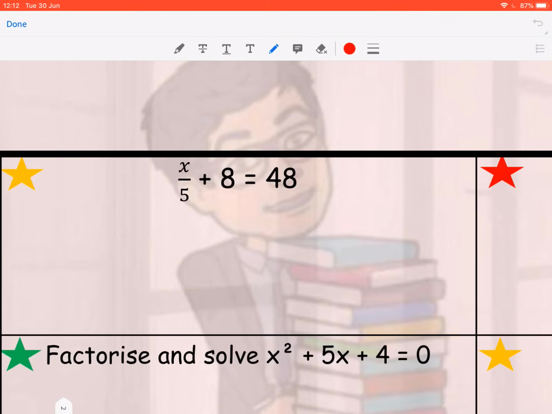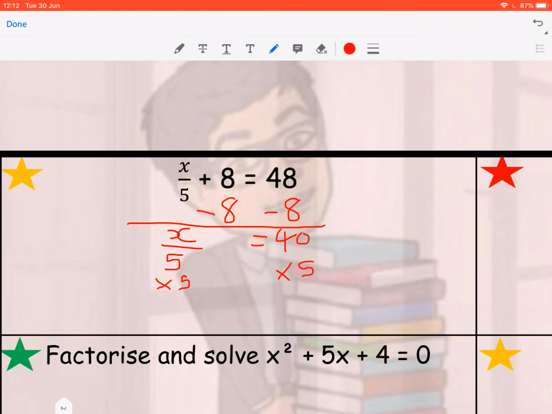So I've got x over 5 plus 8 equals 48. I've got to solve this. In order to solve it, I've got to get x on its own. I'm going to have to get rid of that plus 8 first. I'm going to take away 8 from both sides. x over 5 moves straight down. Plus 8 minus 8 makes nothing. 48 take away 8 is 40. Once I'm there, I'm going to have to times by 5 to get rid of that divided by 5. If I times x over 5 by 5, I'm just left with x. 40 times 5 gives me 200.